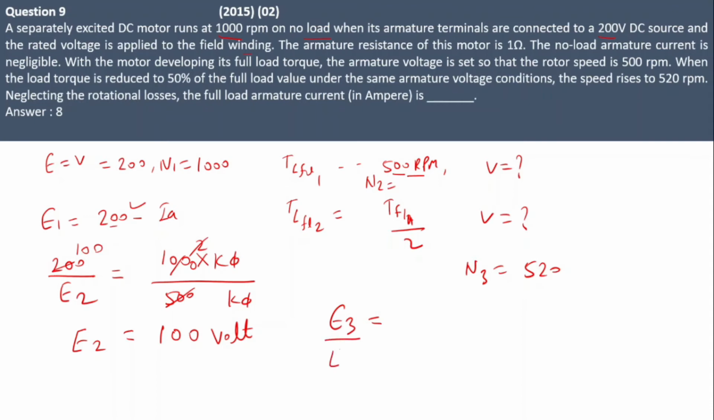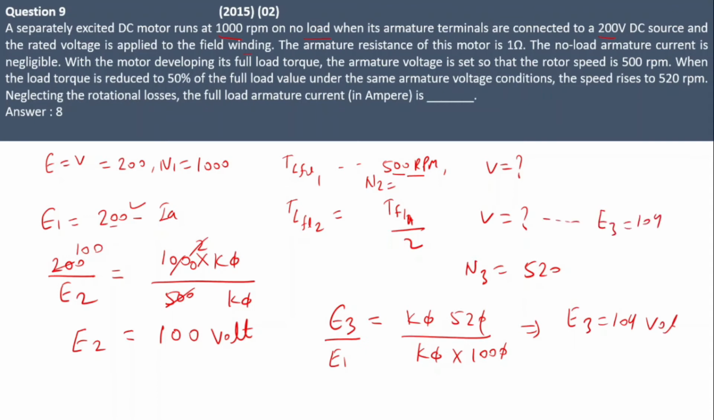Now find out E3 equal to E1 by K phi, and for this speed 520 divided by K phi into 1000. So you will get E3 equal to 104 volt. For this condition you are getting E3 equal to 104. Okay, so you know E3, E1, E2. This E1 is corresponding to 1000 rpm, E2 corresponding to 500 rpm, and E3 corresponding to 520 rpm.